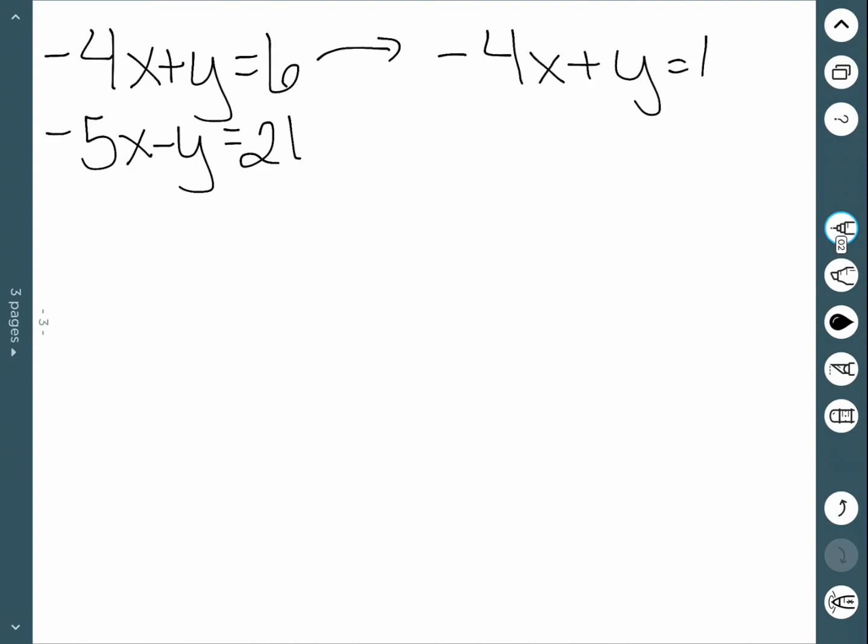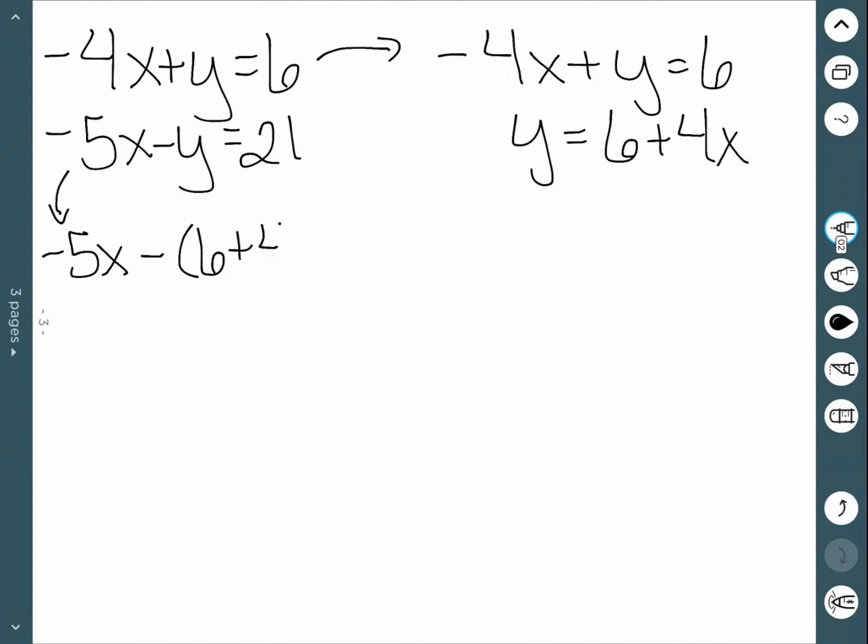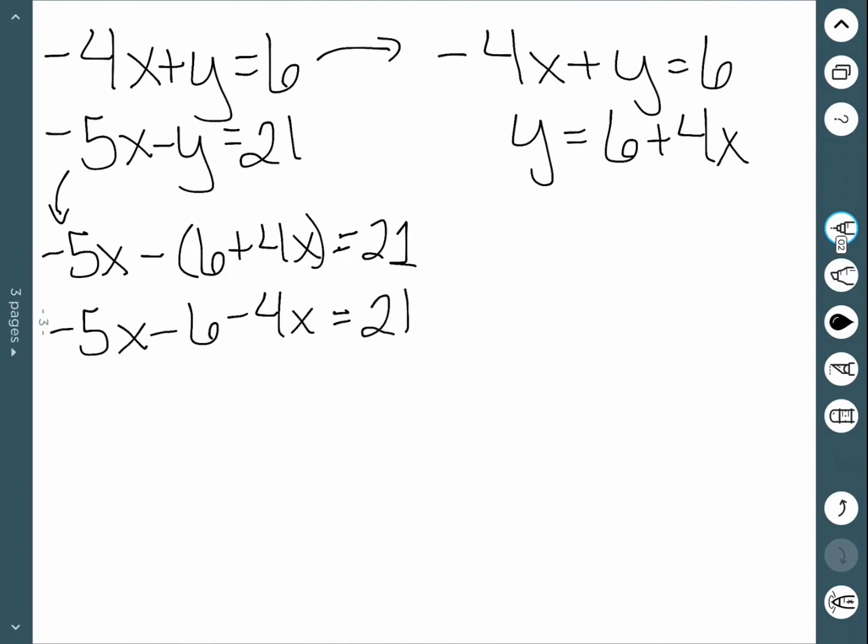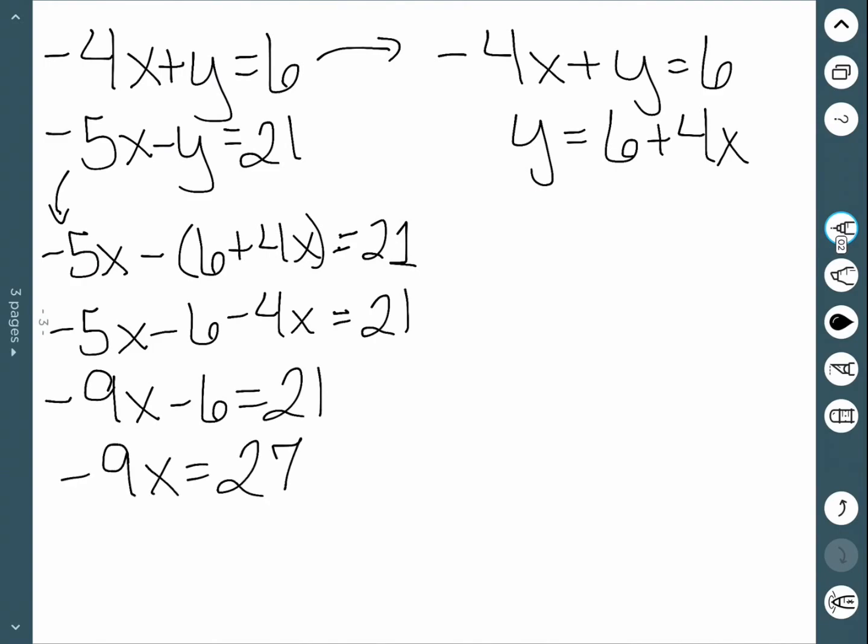So in order to do that, I'll add 4x to both sides and get y equal to 6 plus 4x. And now I can use the same method I was before. I can take my second equation that says negative 5x minus y, which we just said was 6 plus 4x, equal to 21. Make sure you distribute the negative sign. So that's negative 6 minus 4x equal to 21. Negative 5 minus 4 is negative 9x minus 6 equal to 21. I can then add 6 to both sides and get negative 9x equal to 27. And then dividing gives me that x is equal to negative 3.